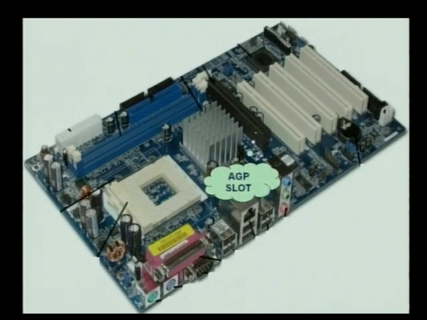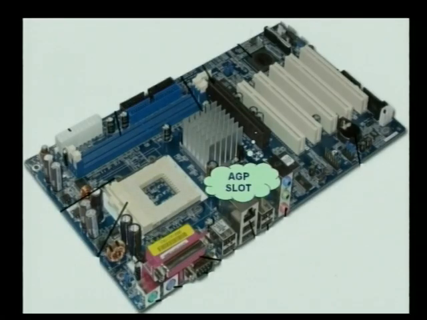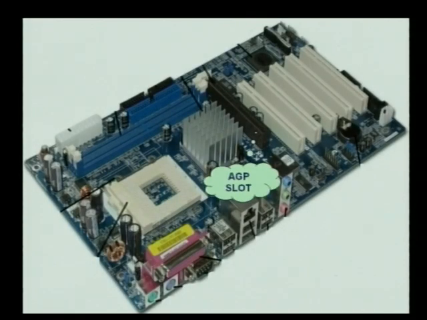Further, you can see some AGP slots where you can put your graphics card. Now, graphics means what? Generally we deal with binary data, but when we see our monitor, we see a lot of graphics. This graphics comes because of the graphics functionality built into this motherboard. So this is the place where we put our graphics card.